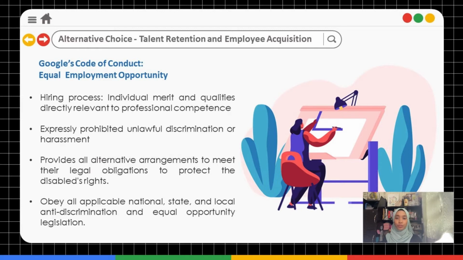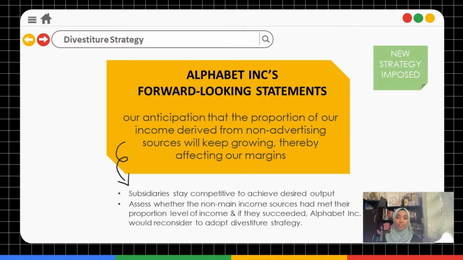Furthermore, the firm's policy is to obey all applicable national, state, and local anti-discrimination and equal opportunity legislation. The organization's equal employment opportunity policy and its affirmative action duties involve the total support of the company, including its chief executive officer. The last one is diversity strategy.